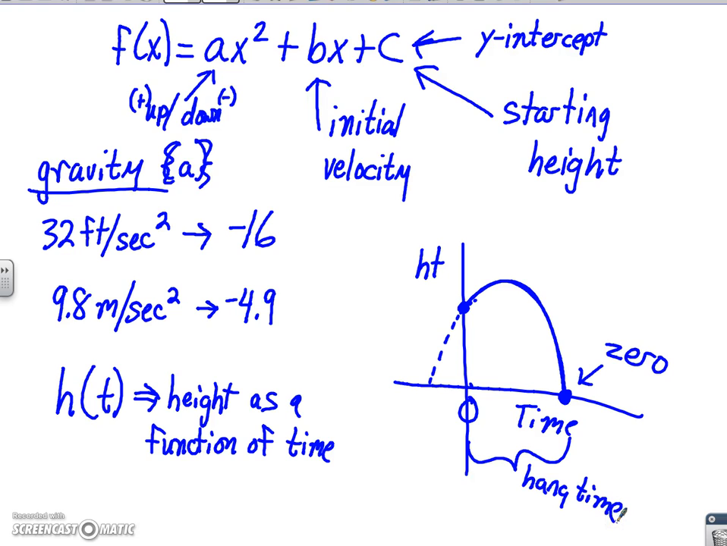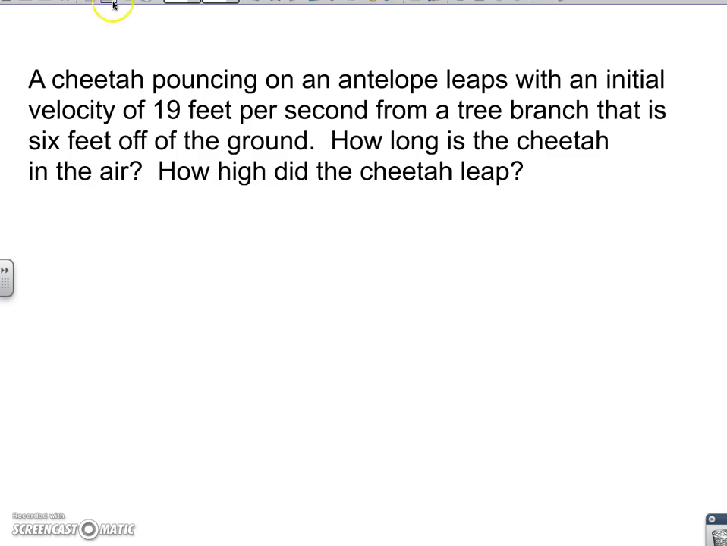So here's a little bit of application. So let's look at some problems. Let's see what happens as we deal with some of these. We've got a cheetah pouncing on an antelope, leaps with an initial velocity of 19 feet per second from a tree branch that is 6 feet off of the ground. How long is the cheetah in the air, and how high did the cheetah leap?